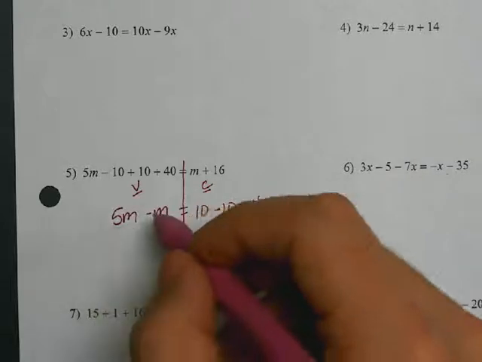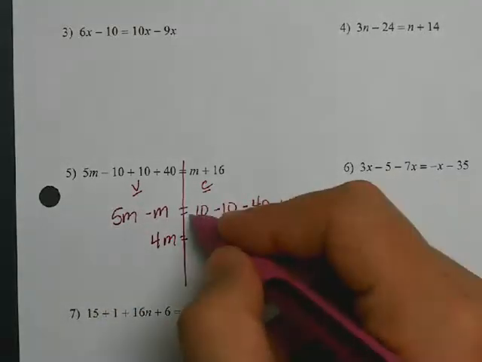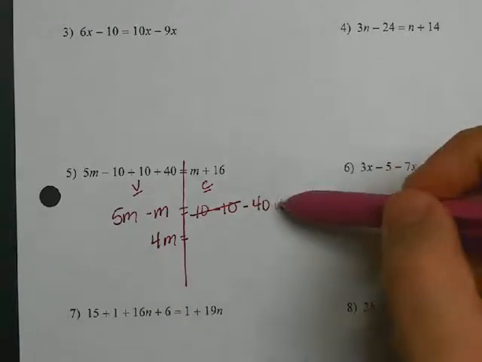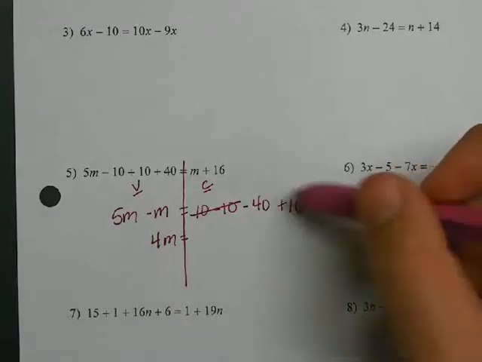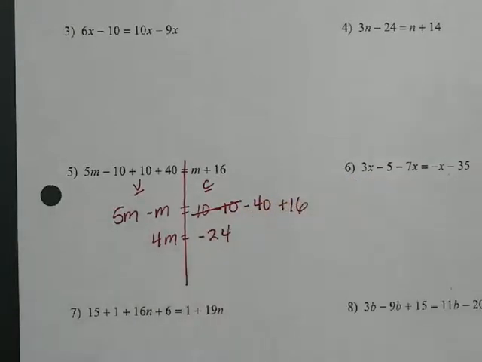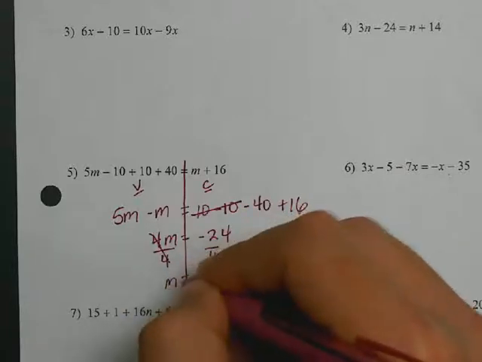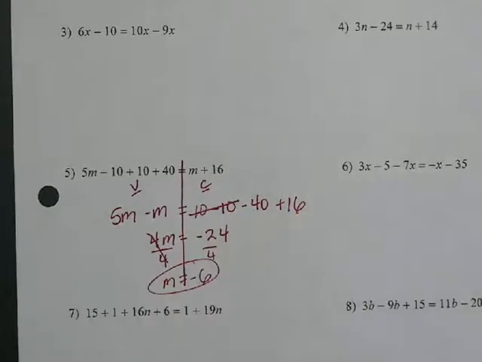So 5m minus 1m is 4m, equals 10 minus 10 cancels. Negative 40 plus 16 would be negative 24. Divide both sides by 4, and m equals negative 6. Okay, now that's the front side, which is kind of a review from last week.